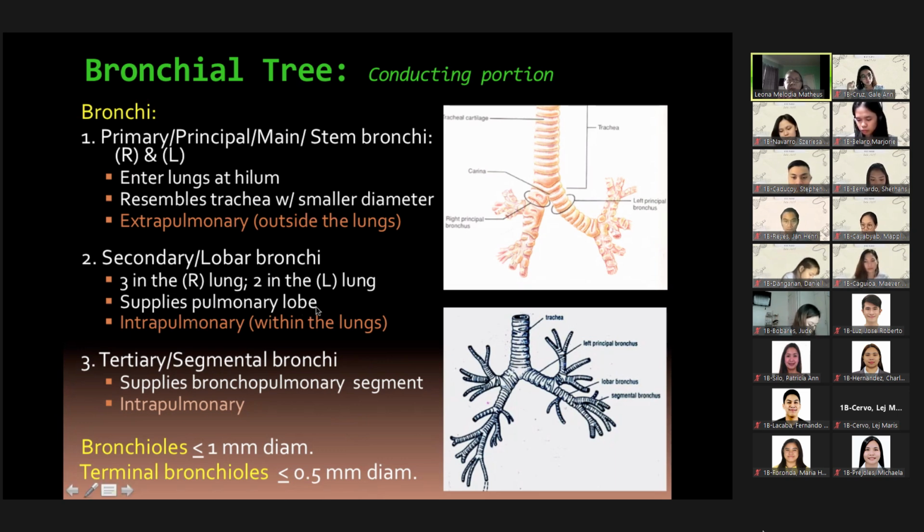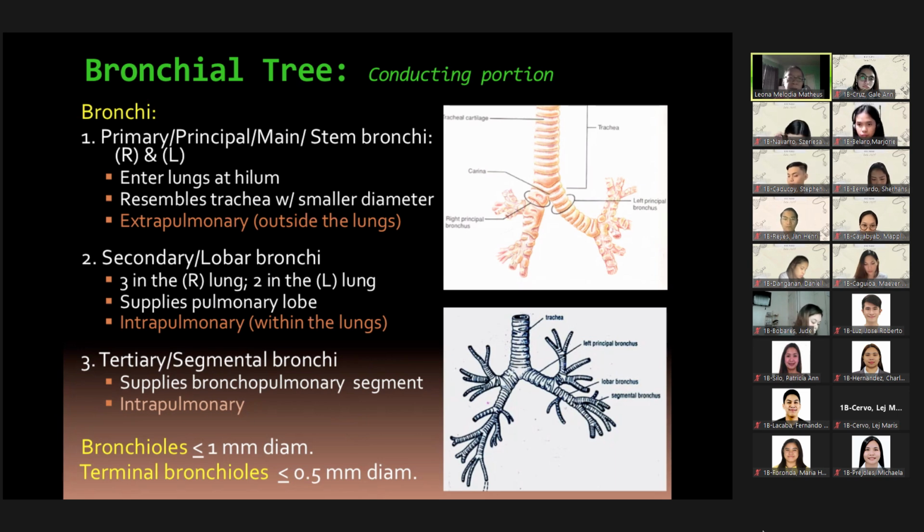And since this is already within the lungs, we say they are intrapulmonary. Okay? And then the last part, where we have again a third division, or tertiary bronchus, is otherwise known as segmental bronchi. These bronchi will go to what we call the bronchopulmonary segments of each of our lobes. And again, of course, these are already within the lungs, so these are also intrapulmonary.